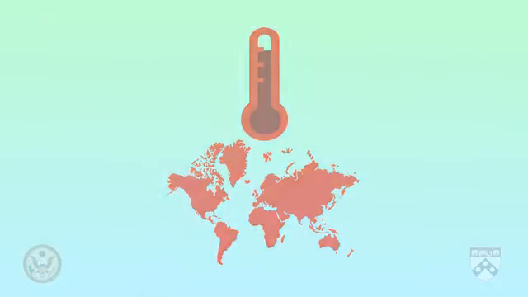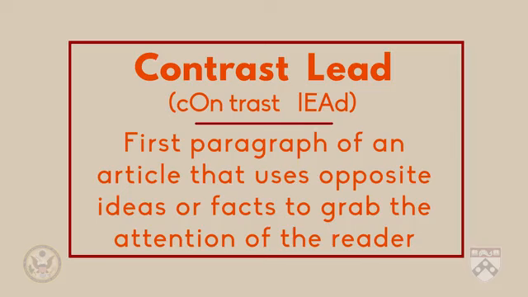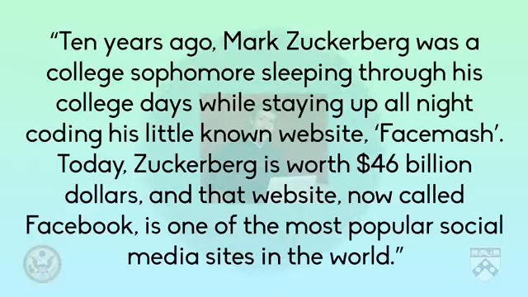The third type of lead is the contrast lead. In this type of lead, the author uses opposite ideas or facts to grab the reader's attention. Here's an example. 10 years ago, Mark Zuckerberg was a college sophomore sleeping through his college days while staying up all night coding his little-known website, FaceSmash. Today, Zuckerberg is worth $46 billion, and that website, now called Facebook, is one of the most popular social media sites in the world.